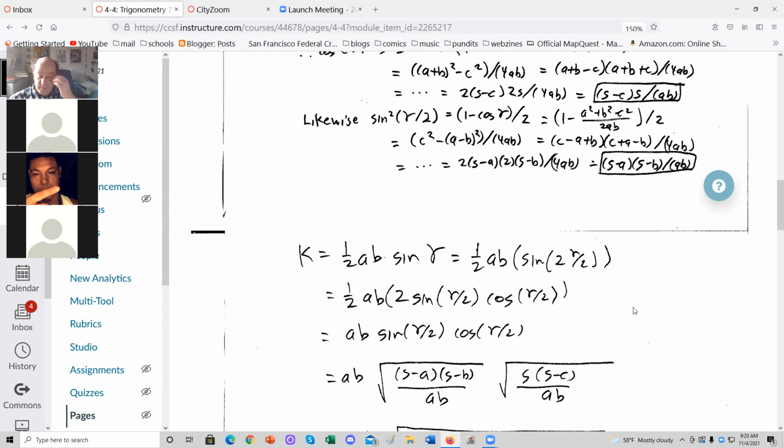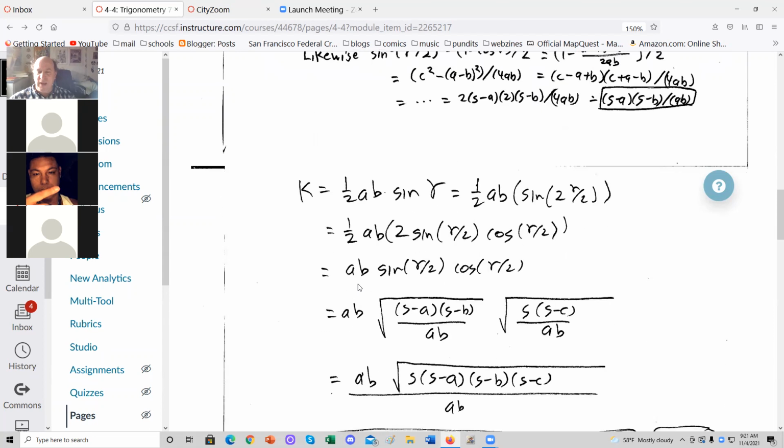Now, K, the area, is a half ab sine gamma, and gamma is twice gamma over 2. So a half ab sine of twice gamma over 2. The double angle formula says that the sine of twice gamma over 2 is twice sine gamma over 2 cosine gamma over 2. The half and the 2 cancel. We get ab sine of gamma over 2, cosine gamma over 2.